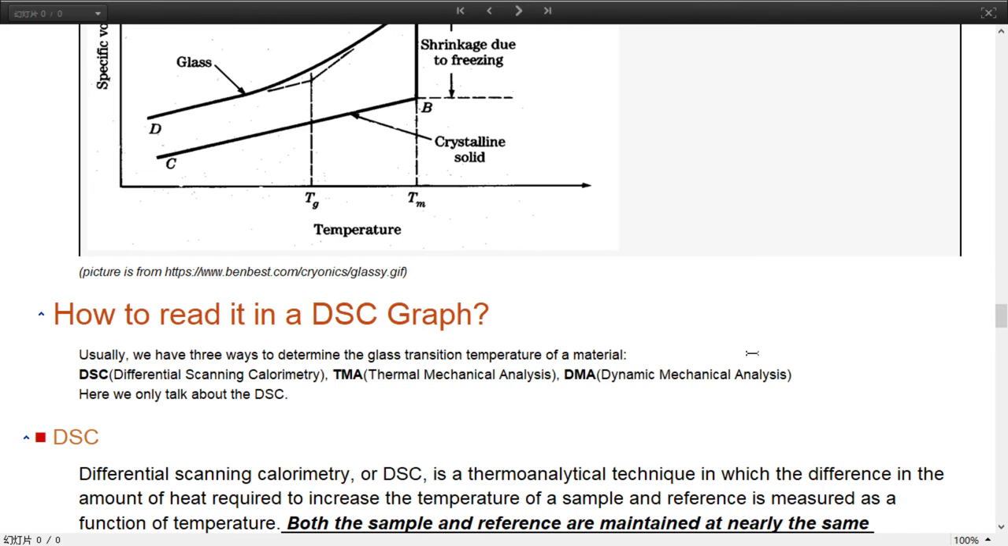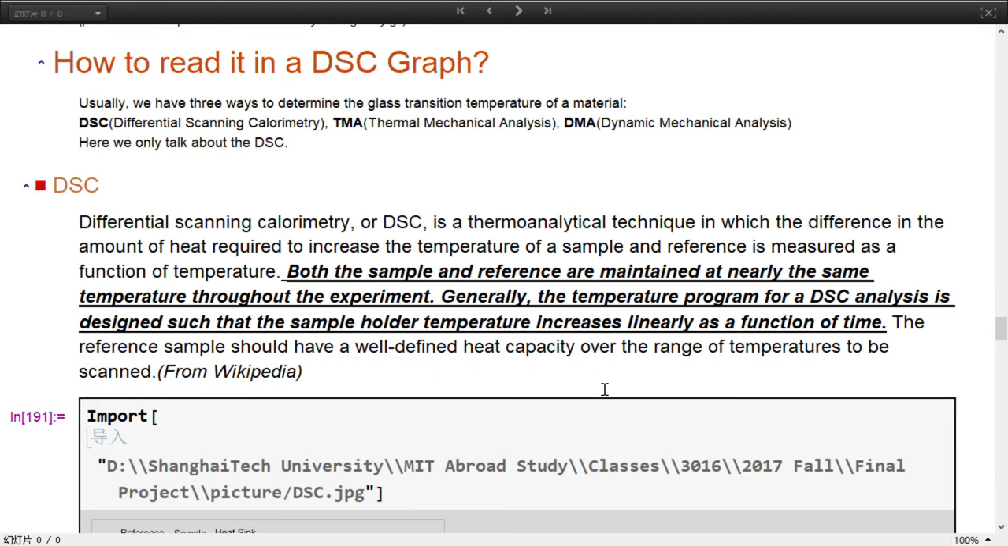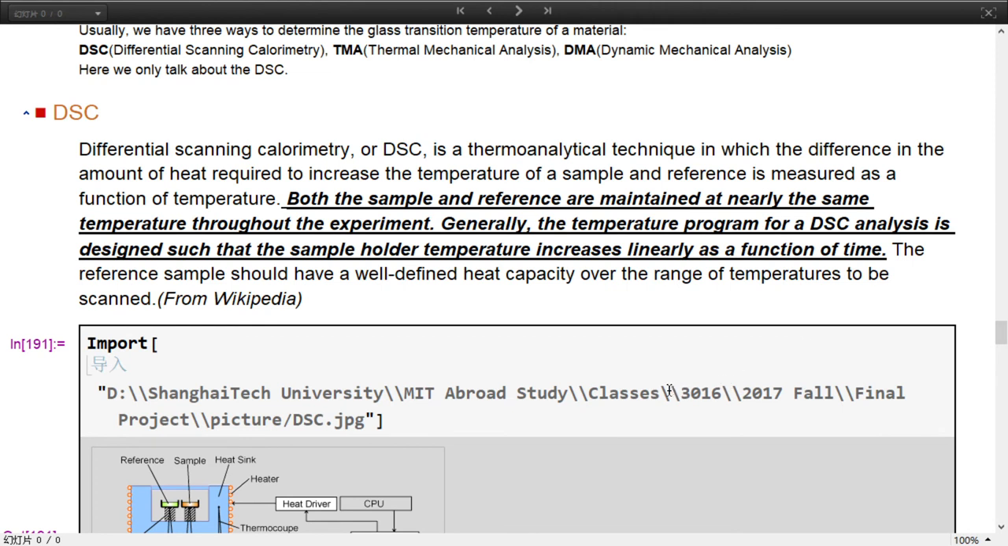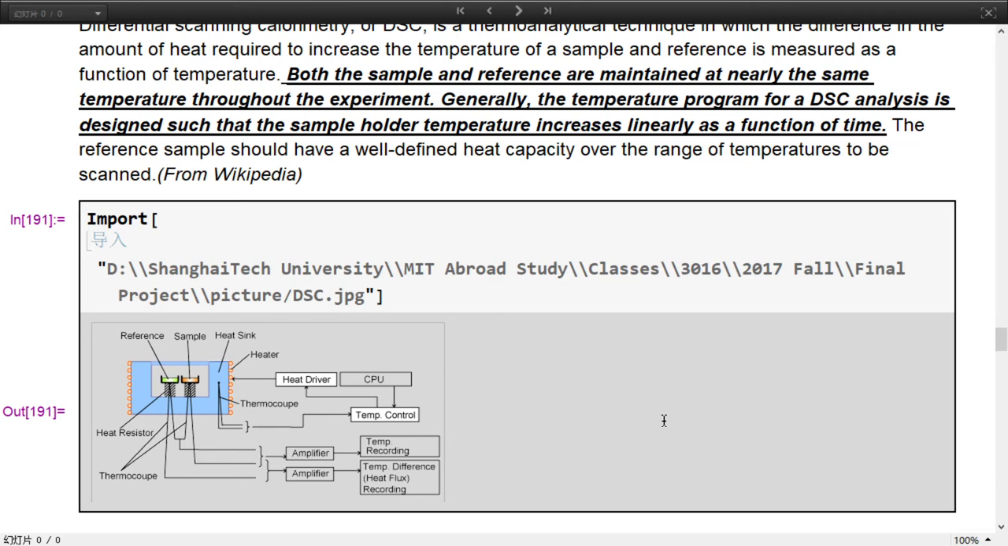So usually we have three ways to determine the glass transition temperature of a material. First is DSC, differential scanning calorimetry. If you use DSC, you will put the sample and reference in the cup. Both the sample and reference are maintained at nearly the same temperature throughout the experiment. Generally, the temperature program for DSC analysis is designed such that the sample holder temperature increases linearly as a function of time. So after DSC, you will get a graph.